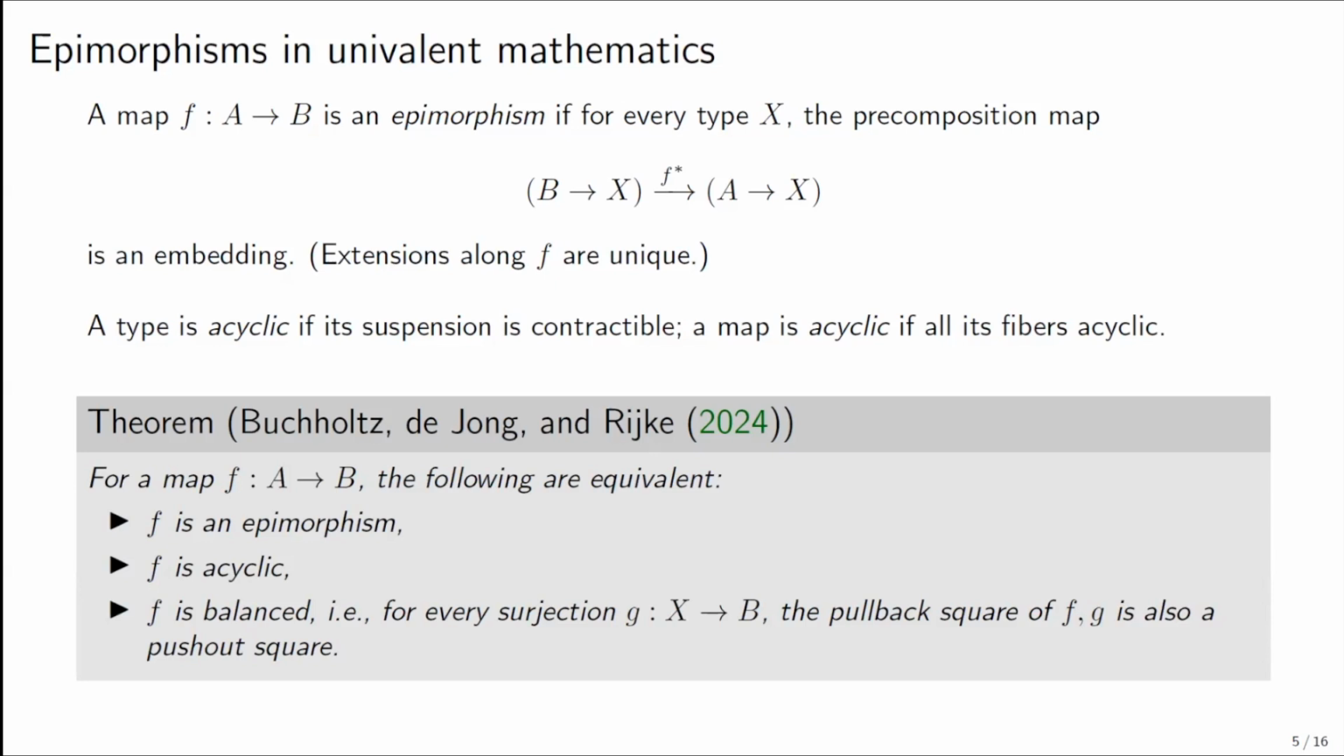And we can still prove that from the point of view of sets, if you're just caring about sets X, then the epimorphisms are just the surjections. But in general, it's a much more stringent requirement. So let's define a type to be acyclic if its suspension is contractible. And now I will move to the whiteboard and draw a picture of a suspension.